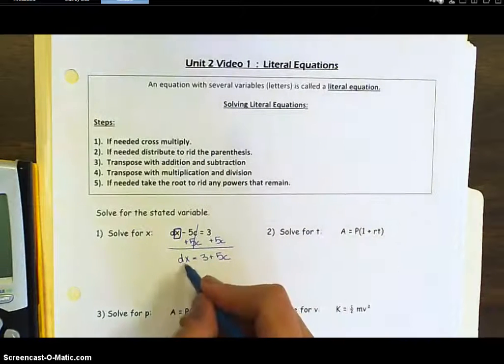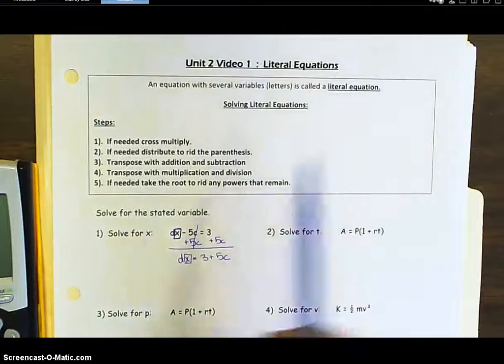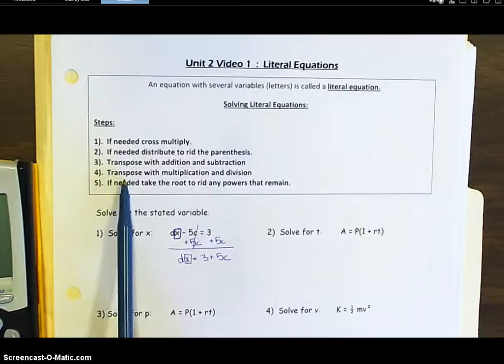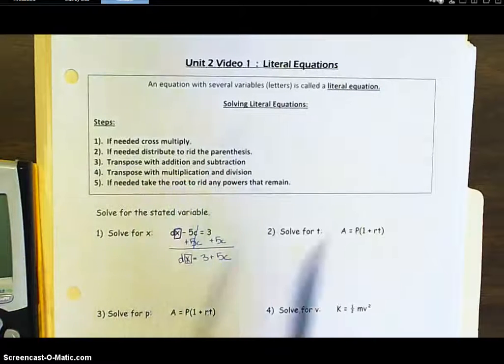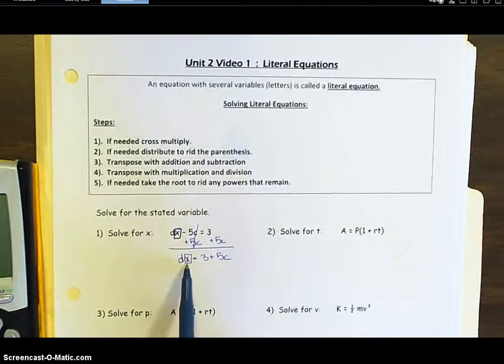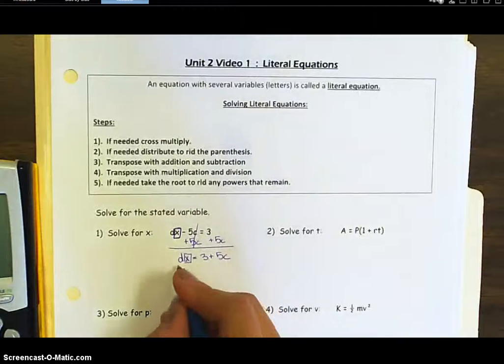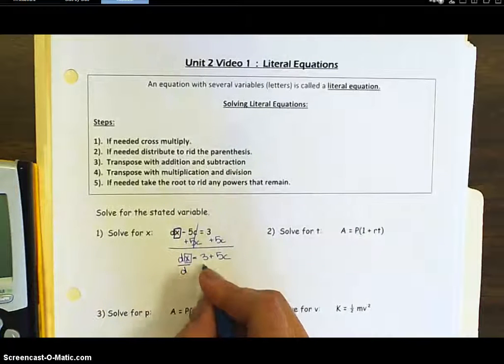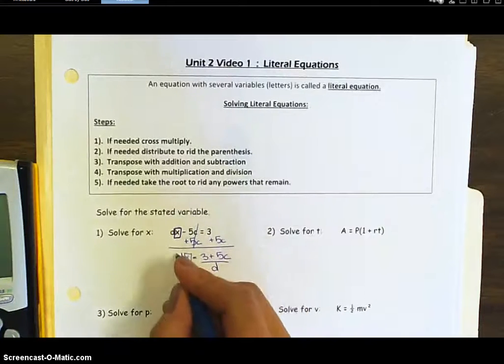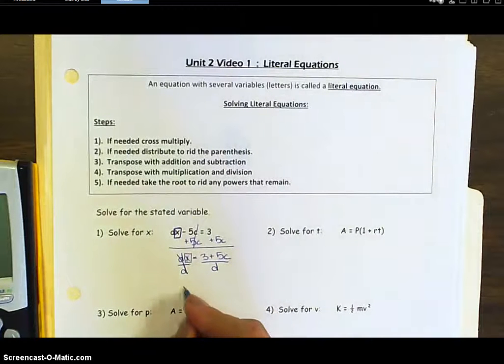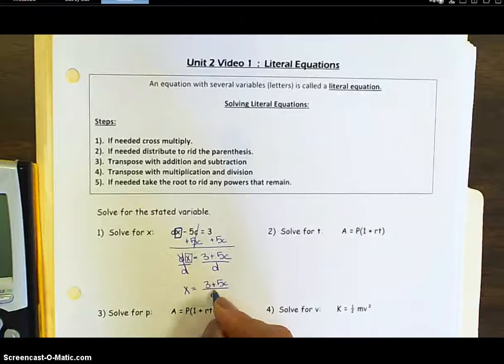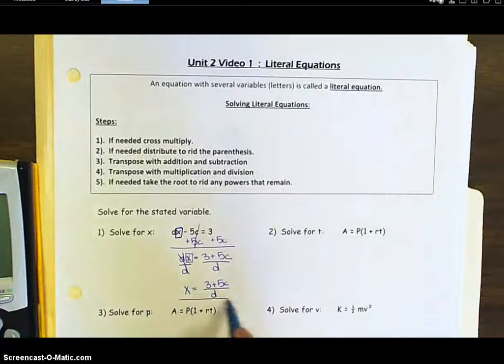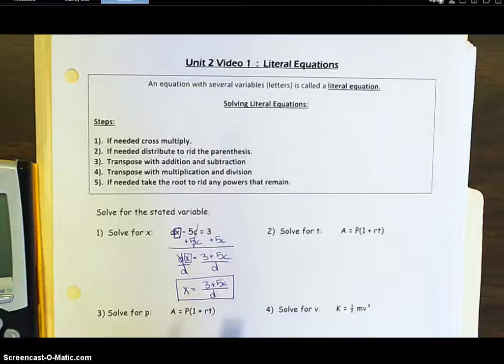Now once again, I'm keeping my x right where it is. Step 4, transpose with multiplication and division. Right now the d is being multiplied to the x, so that means I have to divide by d. Divide by d. The d's cancel, and I have x is equal to 3 plus 5c, and the whole thing is over d. And at this point, we have finished. We've gotten the x all by itself.